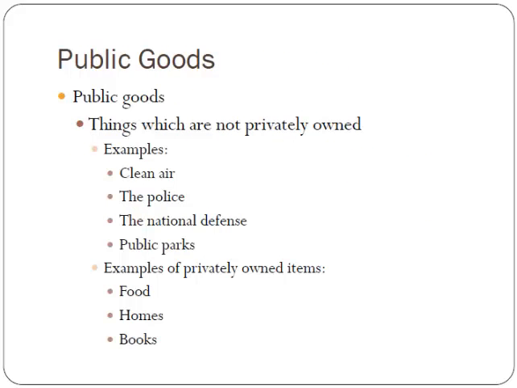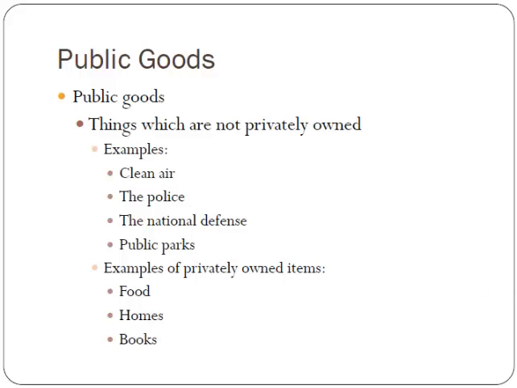Other things that a government has to control are public goods. In other words, things that are not owned by any one individual. Examples of public goods include things like clean air, which obviously is not owned by anybody, but the government should strive to maintain clean air for everybody. Police, national defense, which means the army, public parks, these are all things that a government has to maintain, even though they don't belong to any one individual.